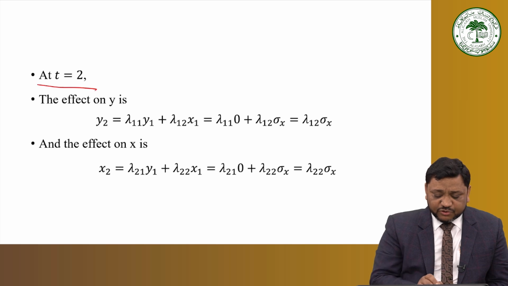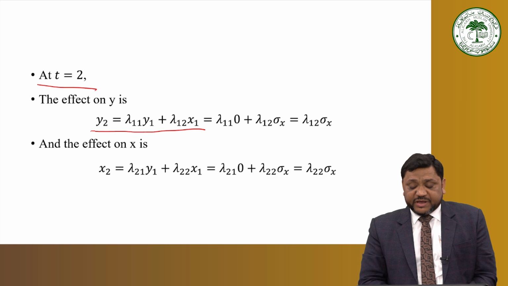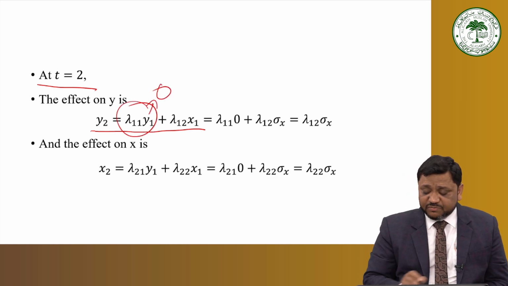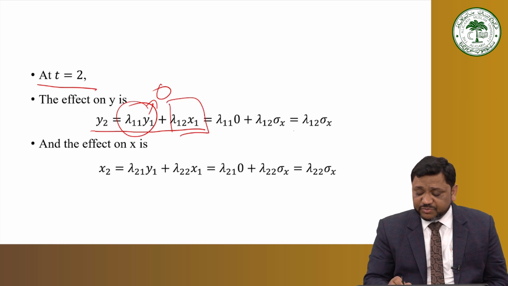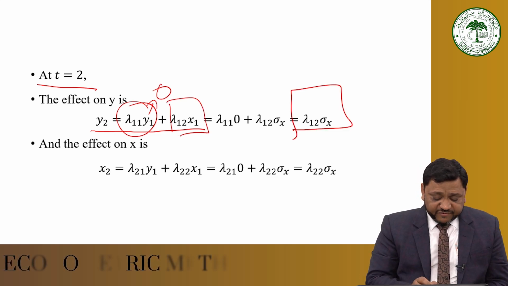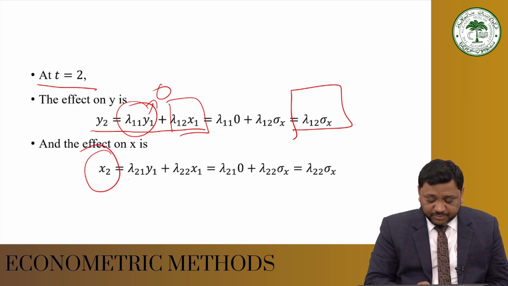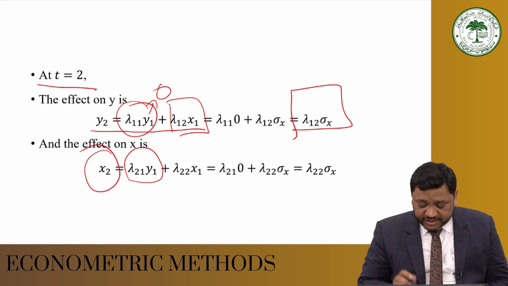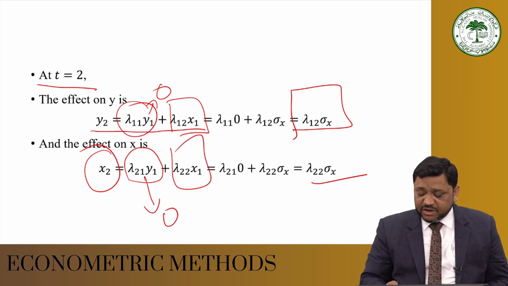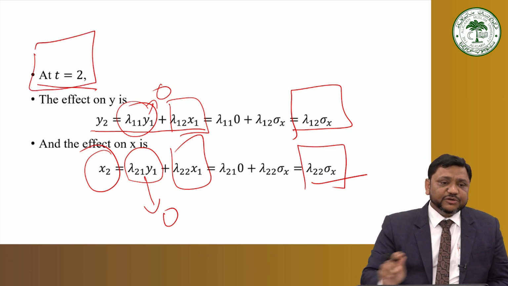So at time t equal to 2, your yt is equal to lambda 11 y1 plus lambda 12 x1, where y1 is 0. So this entire term becomes 0, and you are left with only this term, that is lambda 12 sigma x. Similarly, the effect on x is equal to lambda 21 y1 plus lambda 22 x1. Again this is 0, so you are left with lambda 22 sigma x. So this is at time period 2.